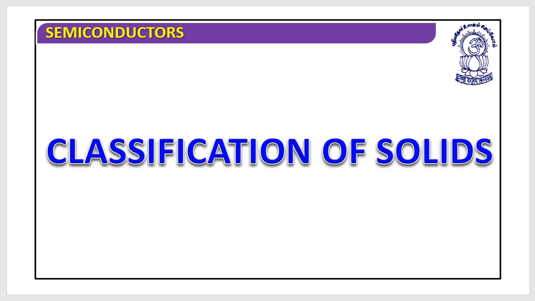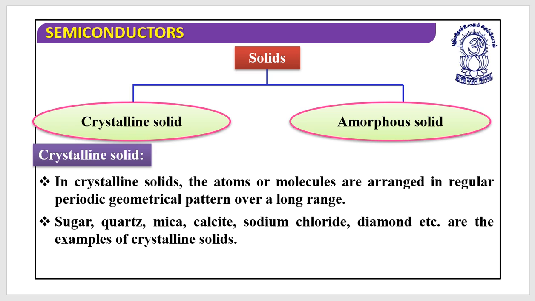Now, let's classify the solids. It's a classification of solids. So basically, when we classify the solids, one of the approaches is the crystalline solid, and the second one is the amorphous solid. So let's have a look at what a crystalline solid is.